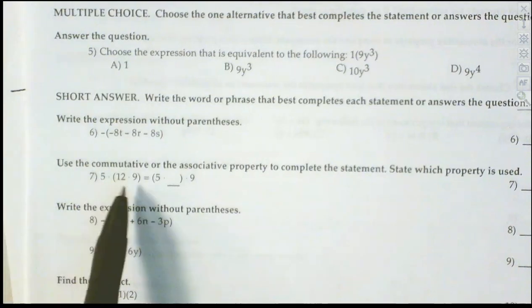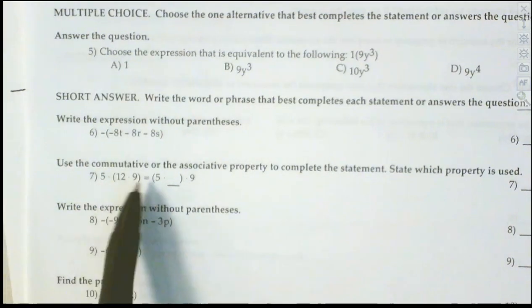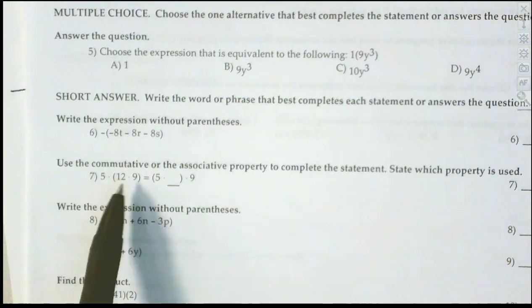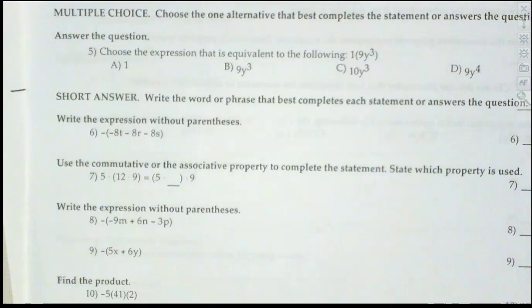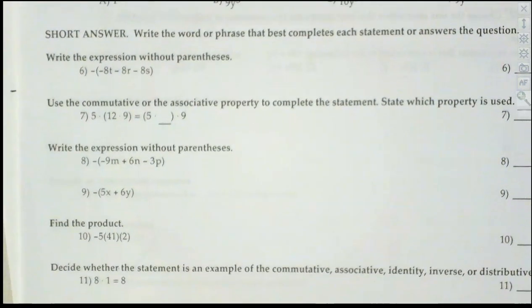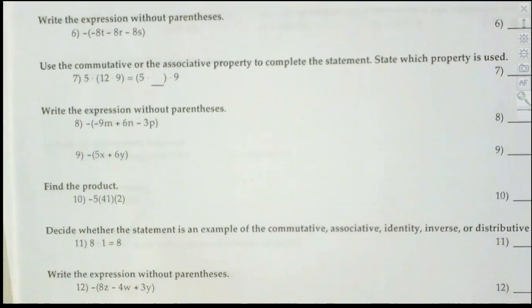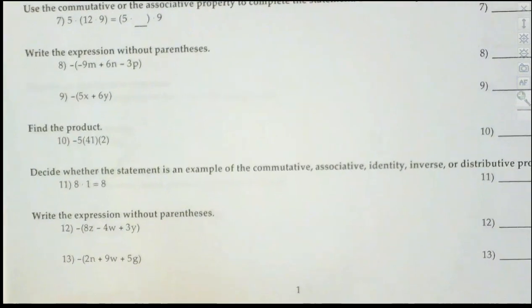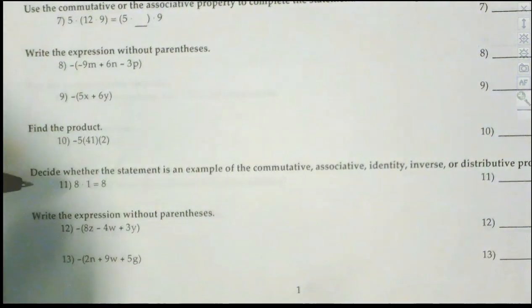Question 7. They want you to fill in the missing pieces here. So you're missing the piece here. So you just see what number you're missing and put it in. Question 8, you'll distribute that negative through. Question 9, you'll distribute that negative through. 10, same thing. Now 11, figure out which property it is.